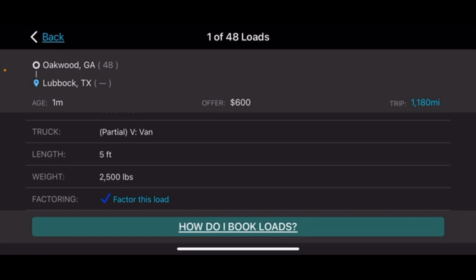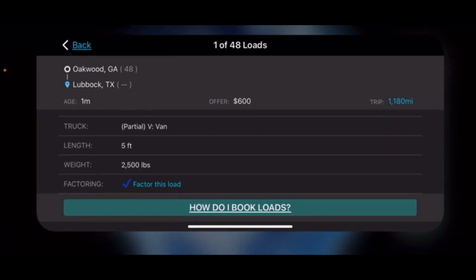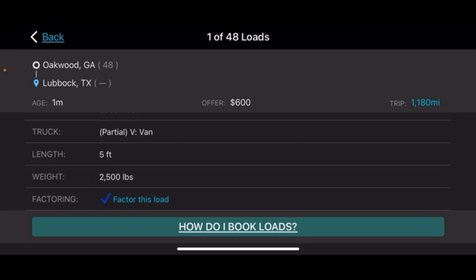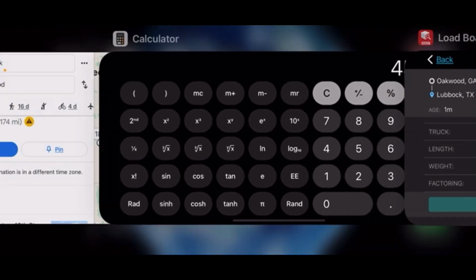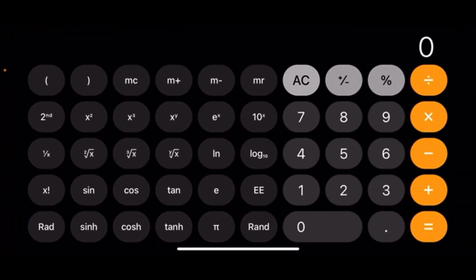So you can't accept that offer for $600. This is based off our truck. So other drivers probably can do it. I know one driver, he said he gets 11 miles per gallon. So he can pick up a load like this. But me, in order for me to make that load work for me, I have to go back to my $1050. That's how I know how much it's gonna cost me.